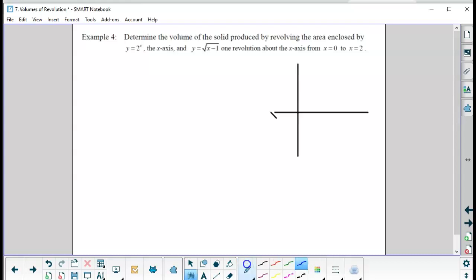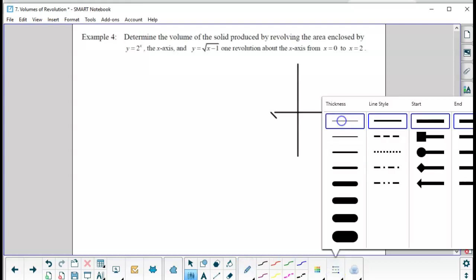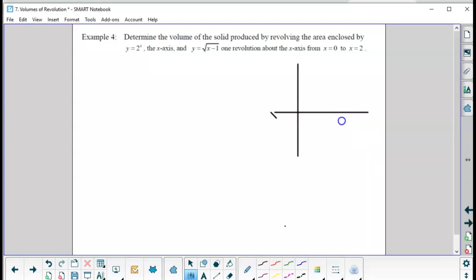Okay, so I'll use blue. And y equals 2 to the x. So we know it has a y-intercept of 1 there, something like that. Root of x minus 1, it's got an x-intercept here, and something like that.